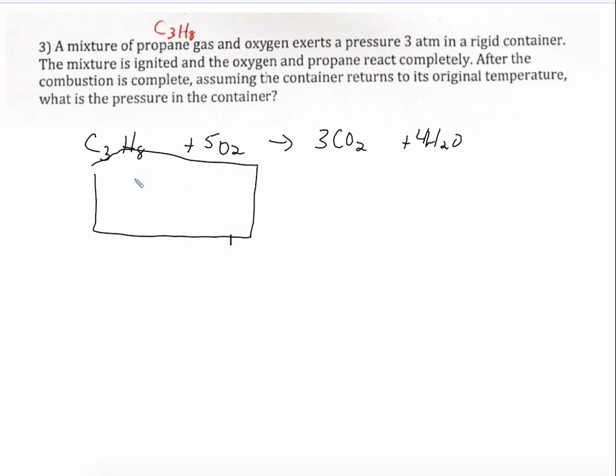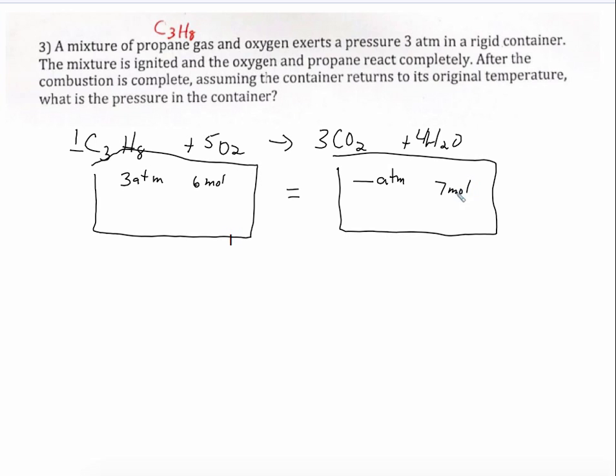So the C3H8 and O2, when those two are in the container, so here's my container, the pressure is 3 atmospheres. That pressure is caused by 1 plus 5, 6 moles. So 6 moles is causing 3 atmospheres. Now, after the reaction, if all this completely reacts, we have the same container, okay? We don't know the pressure, but we do know that after it's over, there would be 7 moles, according to 3 plus 4.